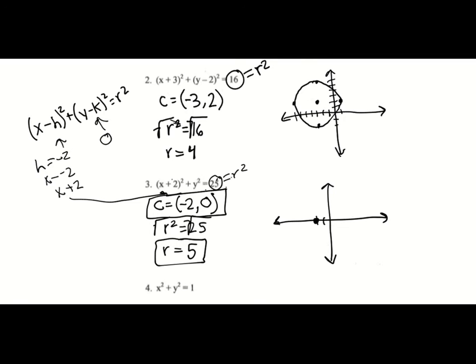My y is 0, so I'm not going up or down. And my radius is 5, so I can count left 5, 1, 2, 3, 4, 5. Left 5 from my center, right 5, so we have 1, 2, 3, 4, 5. Up 5, and down 5. Once I have all my points, I can connect them all into my graph. Remember, this is a rough sketch, so it's not going to look perfect. Okay?